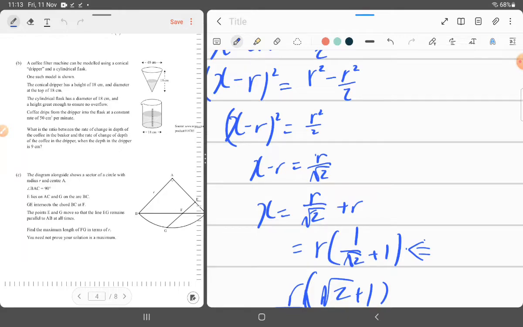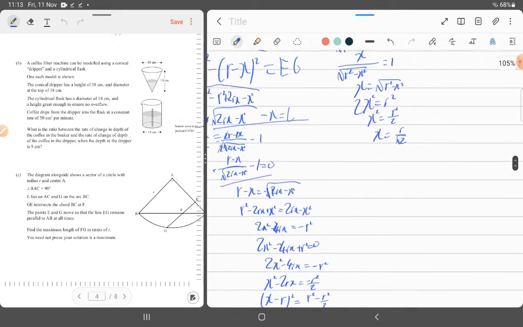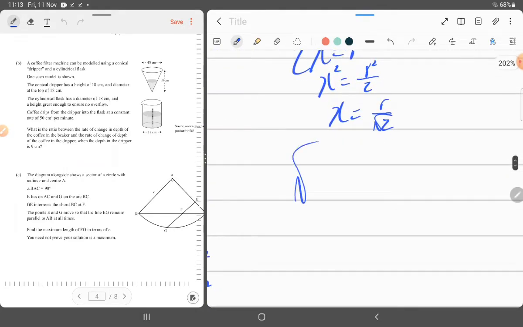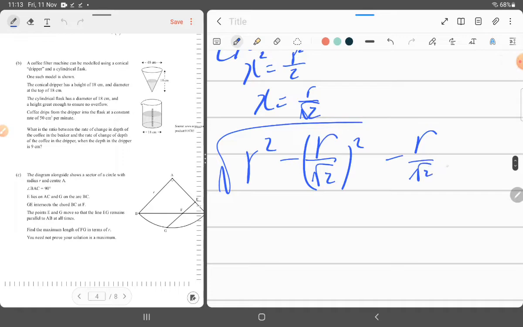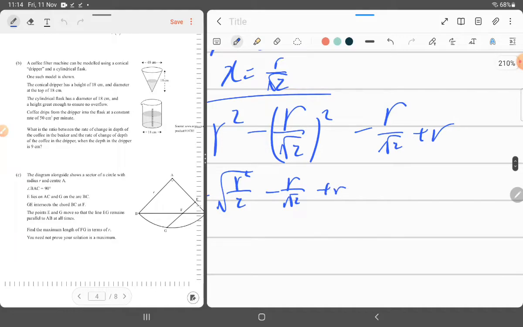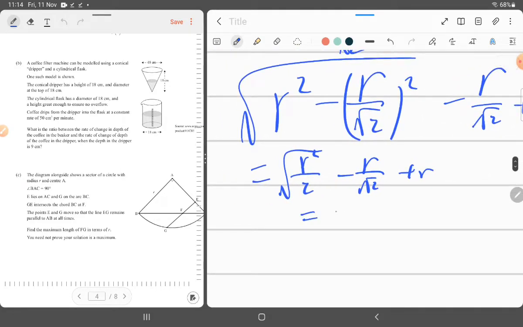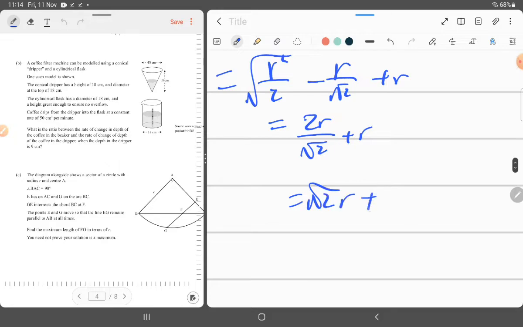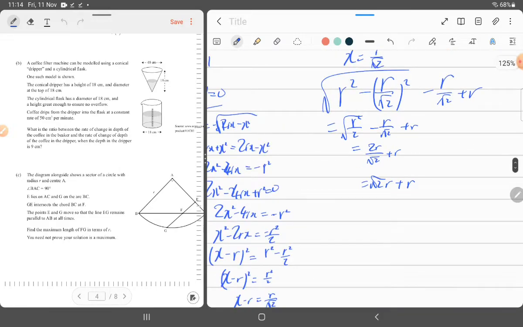I don't know. Because squared minus r squared, which gives r squared over 2 square root of... gives 2r over square root 2 plus r and 2r plus. This seems more of a quick answer.